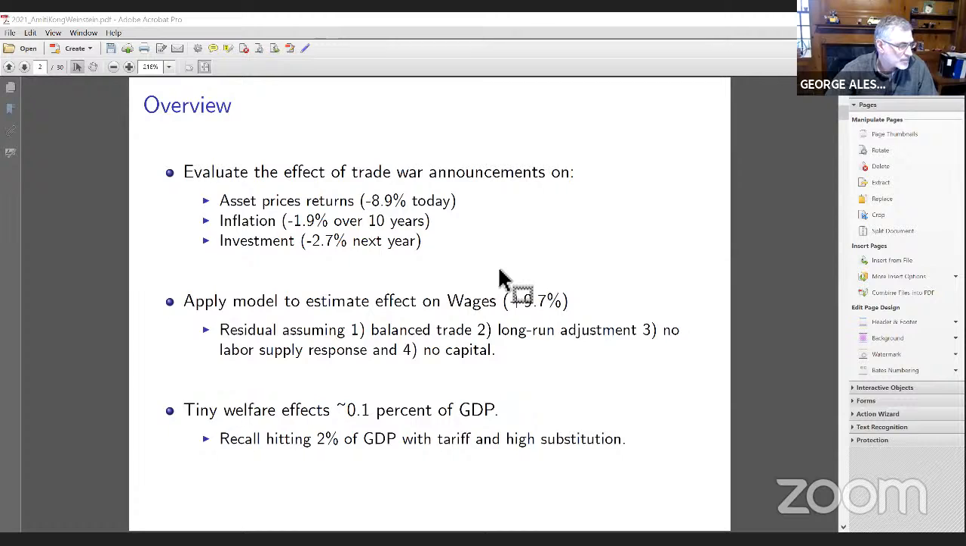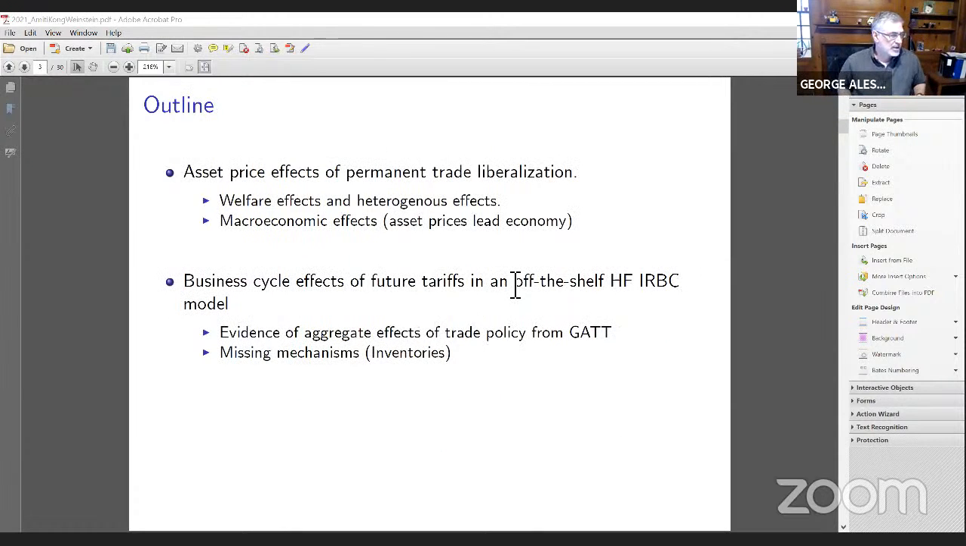Okay. So I'm going to split my talk. It's 10 minutes, so I'm probably just going to talk about asset prices. But I'm going to talk about asset prices, effects of a permanent trade liberalization, the welfare effects in a model, and the heterogeneous effects across firms. And then I'll talk a little bit about the macroeconomic effects and how these asset price movements should lead the aggregate economy in a particular way. I'm going to do this through a full-blown general equilibrium model that has all those features that David's model is abstracting from.